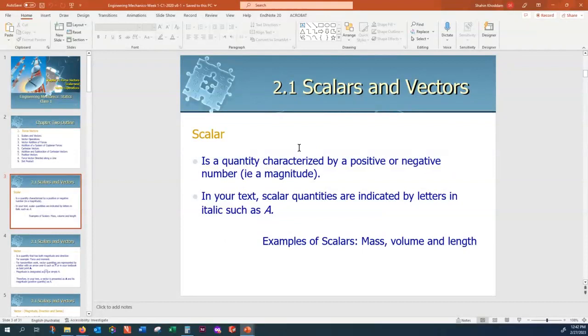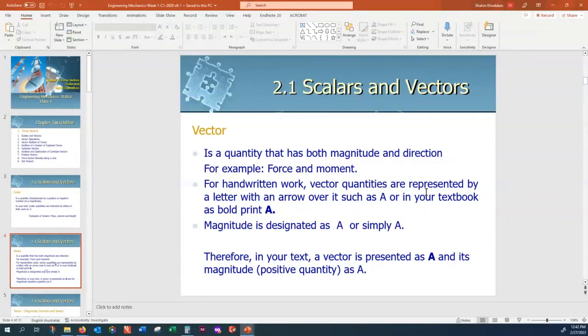When it comes to writing, we have to make a distinction between a scalar and a vector. So we write the scalar by an italic letter like A. Examples of scalars are mass, volume, length. They don't have any direction. But a vector not only has a magnitude, but also has a direction.